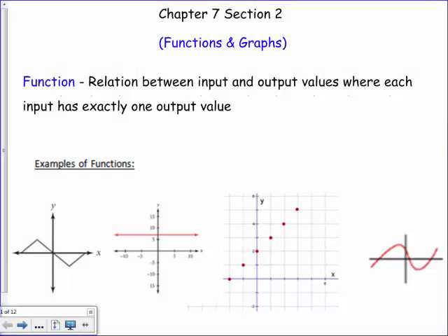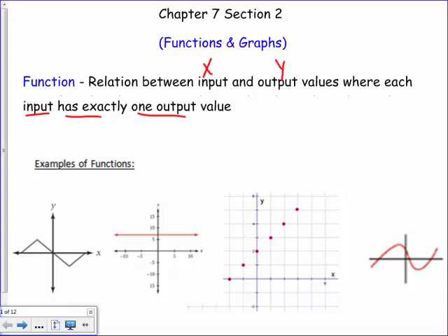So the other day we briefly talked about what a function is, and now we're going to dive into it a little bit deeper. A function is a relation between inputs and outputs. And the most important thing right here is each input has exactly one output. That's the biggest thing. When I say inputs and outputs, on our graph the inputs are our x values, and the outputs will be our y values. So inputs are x's, outputs are y's, right?